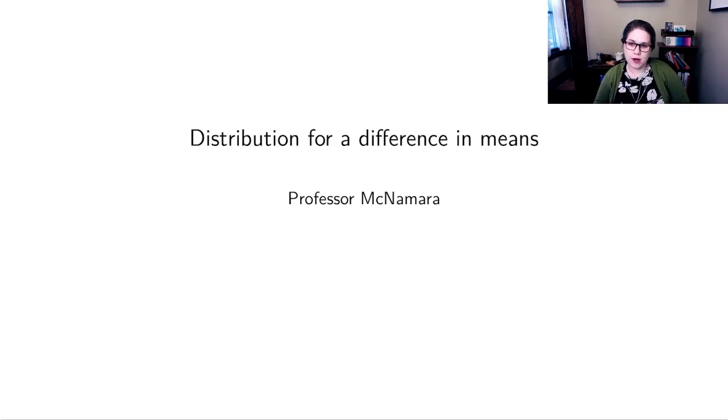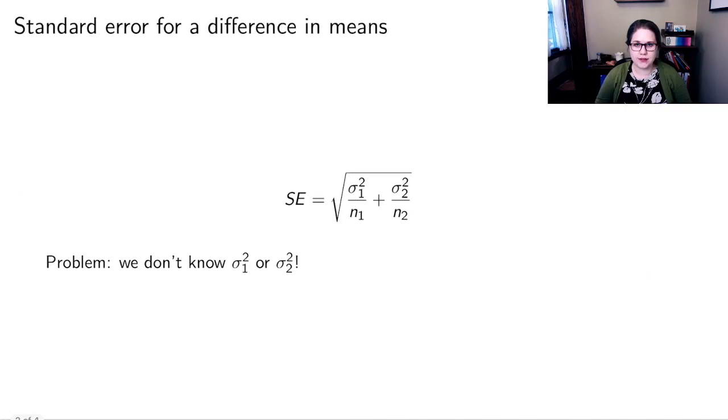We're going to talk about approximating the sampling distribution for a difference in means. And this is going to be the kind of situation where we have two variables. One is categorical with two categories, and one is quantitative. And we want to know if the mean of the quantitative variable is different based on the two categories in the categorical variable. And as always, I'm going to show you the standard error formula.